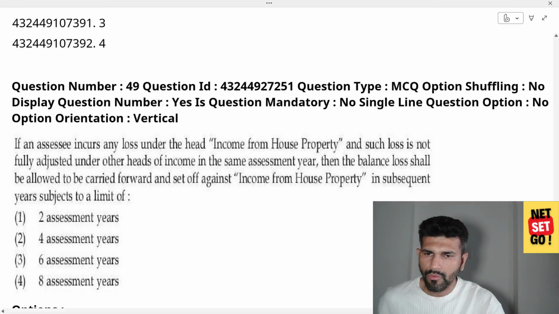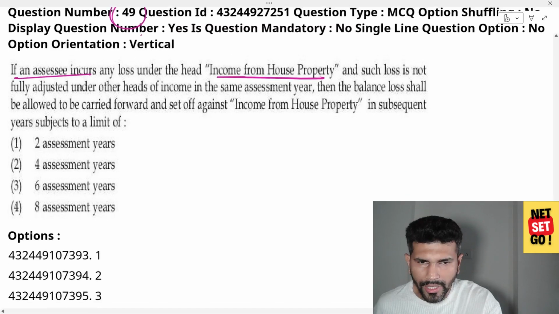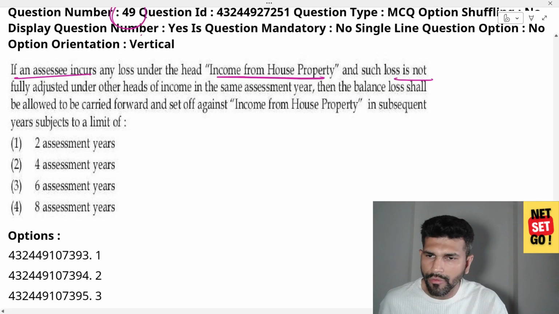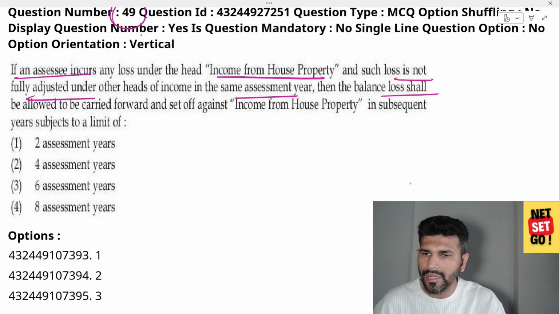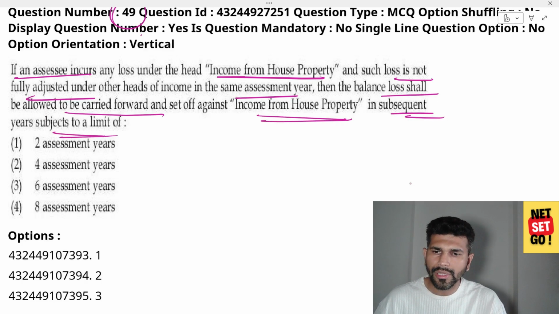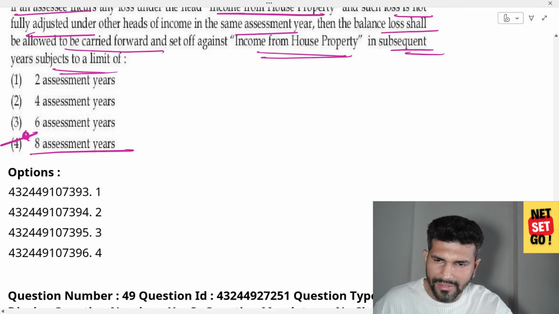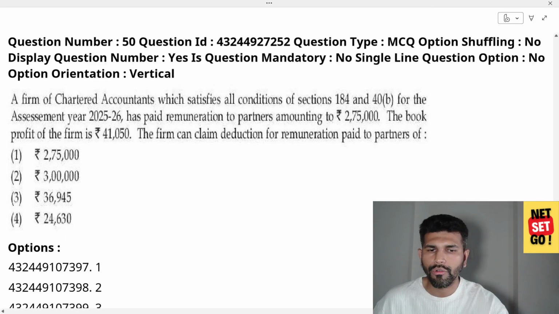Next, question number 49. If an SSE incurs a loss under the head income from house property and such loss is not fully adjusted under the other heads of income in the same assessment year, then the balance loss shall be allowed to be carried forward and set off against income from house property in subsequent years, subject to a limit of 8 assessment years. Option 4 is the correct answer. For 8 assessment years, the loss can be carried forward and set off.